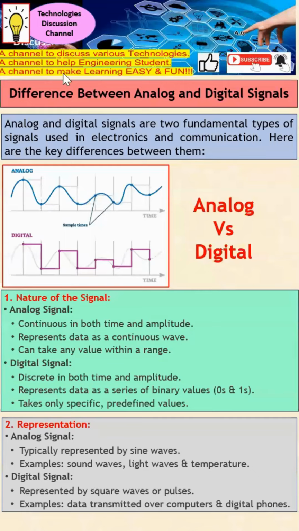I'd like to explain the difference between analog and digital signals. There are actually 8 of them. The first one will be the nature of the signal. Analog signals are continuous in both time and amplitude.